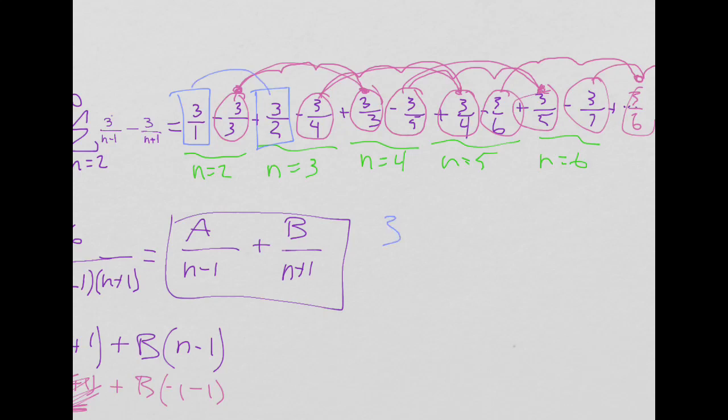3 plus 3 halves. So the sum is just 4 1/2. That's sweet.